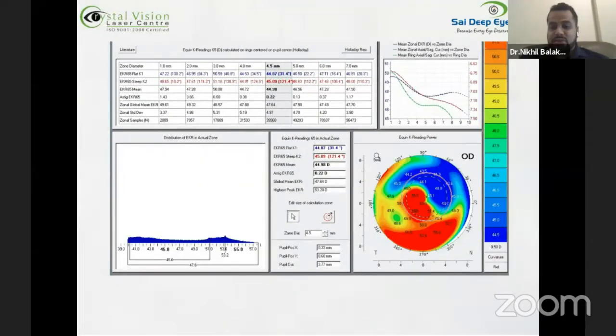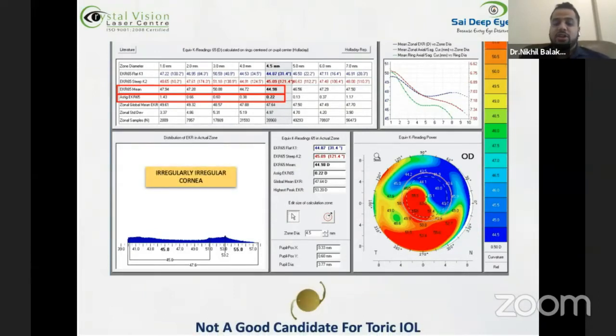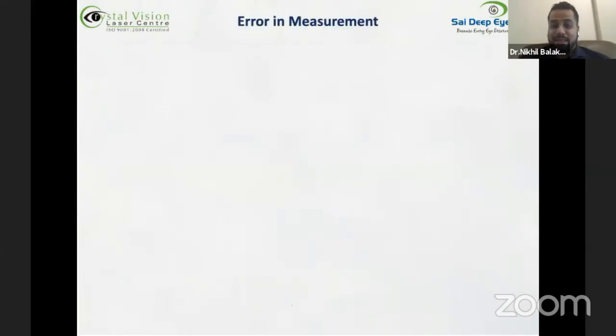As compared to this, which we see where the toricity is very vastly skewed, there are no tall peaks. And even if we see here, the EKRs, the astigmatism EKR 65 is widely skewed from 1.43 diopters to 0.22 diopters. And such a patient will not do well with a toric IOL, and a simple monofocal IOL should be implanted in them.